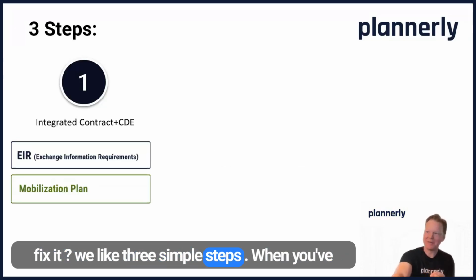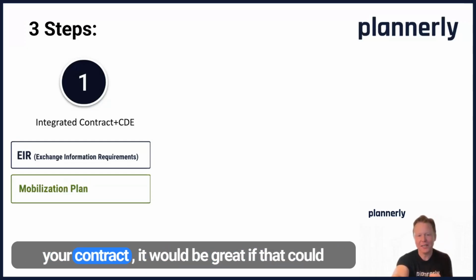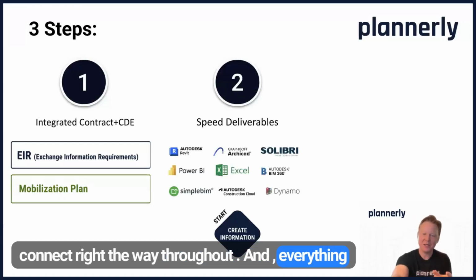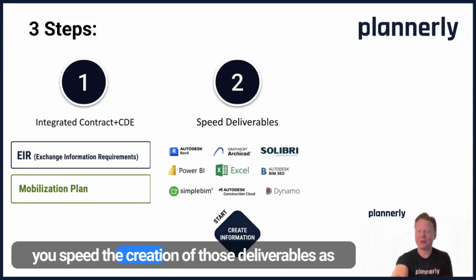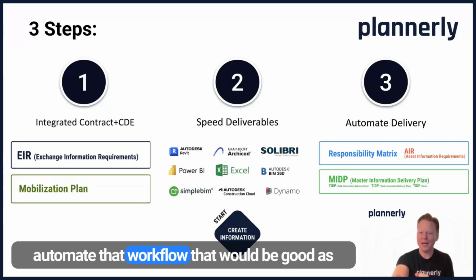We like three simple steps. When you've created a contract and you've got requirements in your contract, it would be great if that could connect right the way throughout, and everything you've created for your contract, if that could help you speed the creation of those deliverables as you're creating them. And then if you could automate that workflow, that would be good as well.